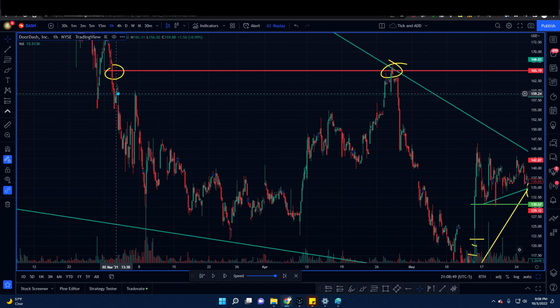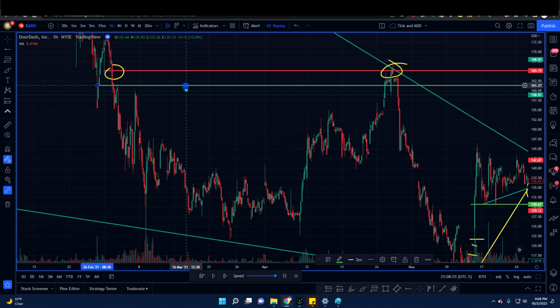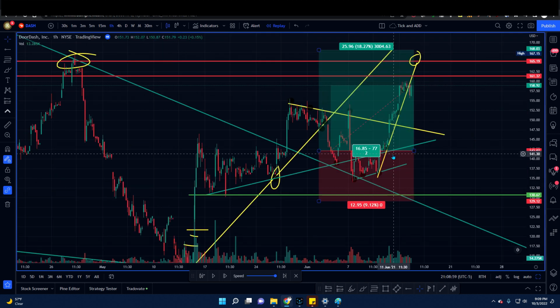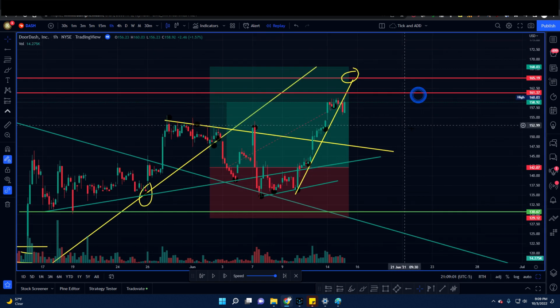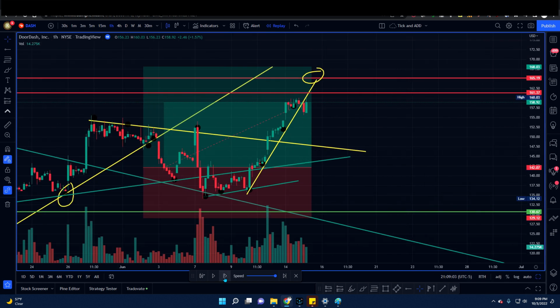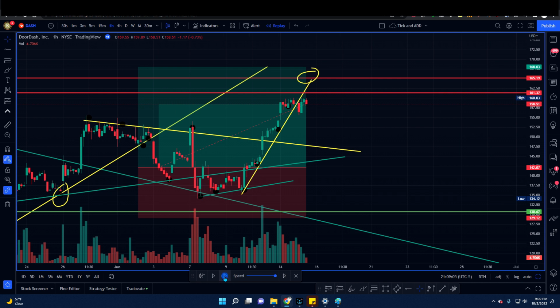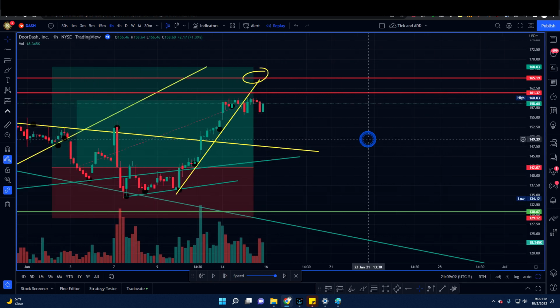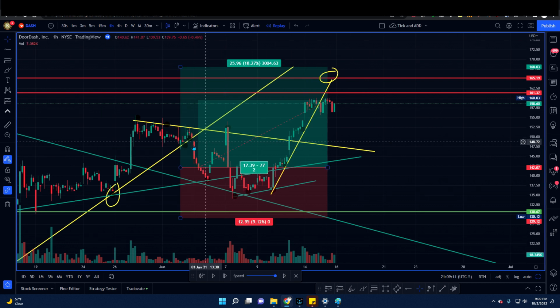Alright, and it's more this area here. So it's actually getting rejected from this area here, it looks like. So let's make this a zone, a proper zone now. And let's see, it's a red zone. Alright, let's see what price can do in this area. 1, 2, 3, 4, 5. No real new information here that we can gather.